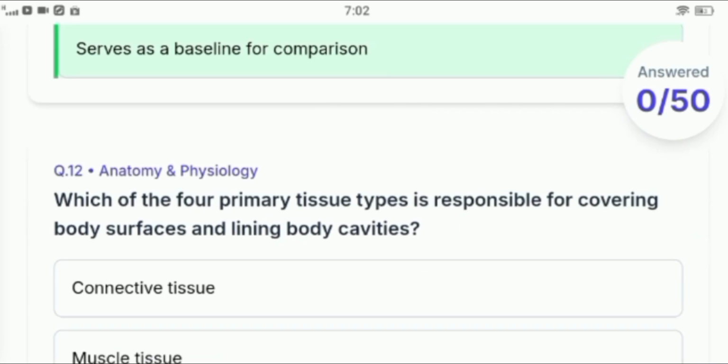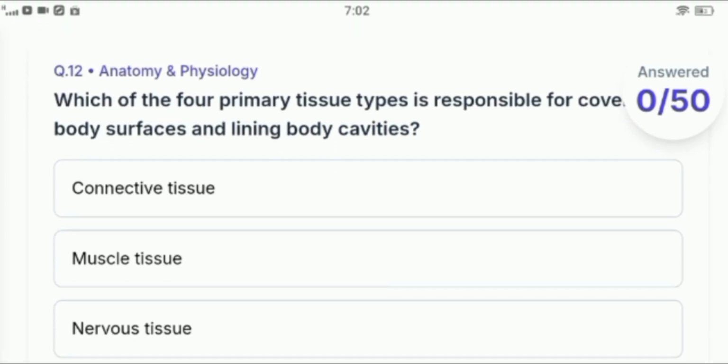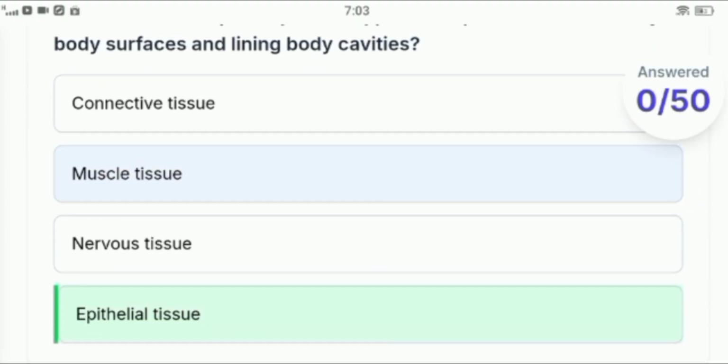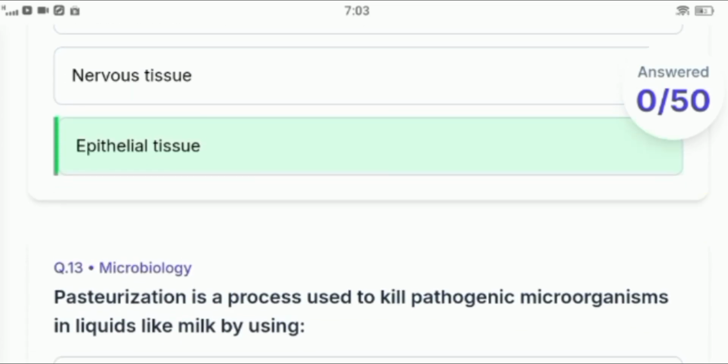12. Anatomy and physiology. Which of the four primary tissue types is responsible for covering body surfaces and lining body cavities? Option A, connective tissue, B, muscle tissue, C, nervous tissue, and D, epithelial tissue. So the correct answer is epithelial tissue.